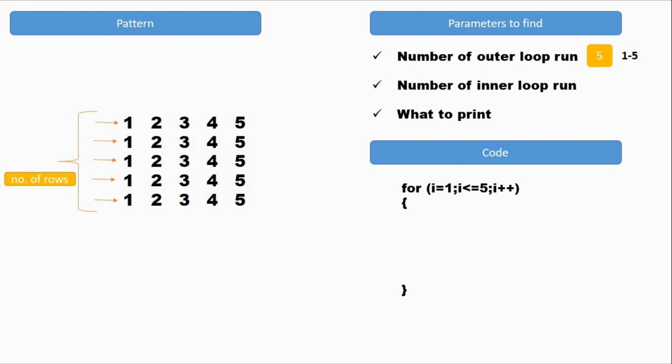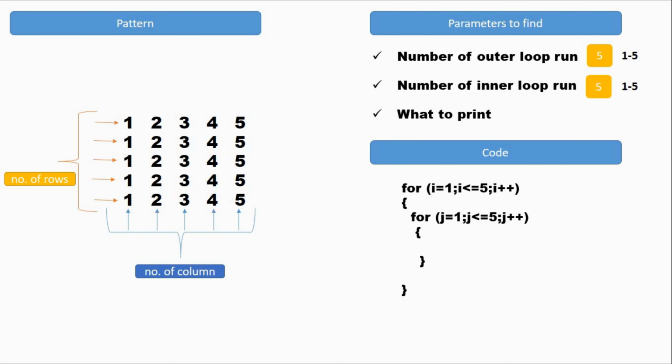Now we have to count the number of columns. So how many columns do we have? We have 1, 2, 3, 4 and 5. So we have 5 columns and our inner loop will run from 1 to 5 times. And our code snippet for the inner loop will look like this: for j is equal to 1, j is less than equal to 5, j plus plus.